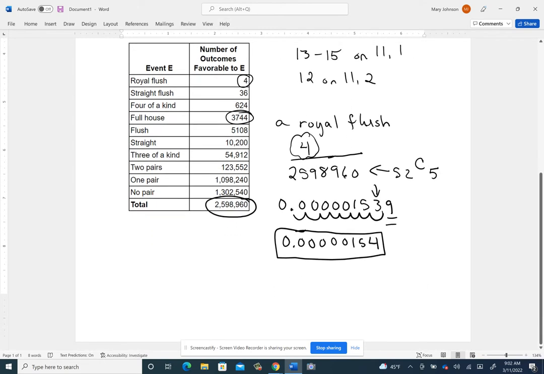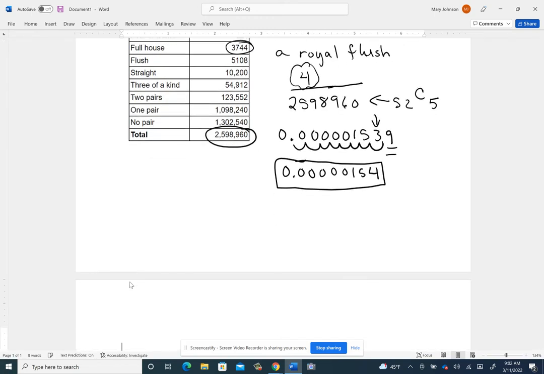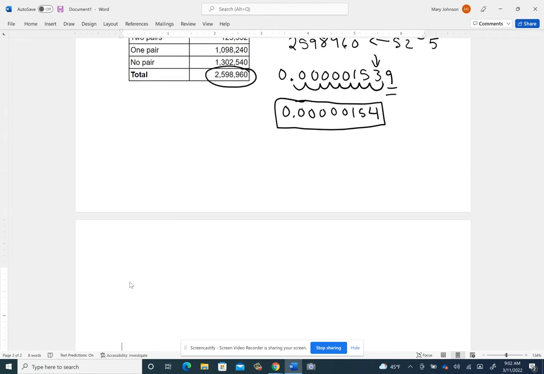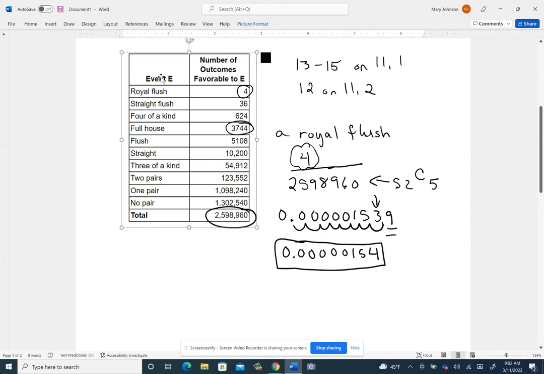All right, so let's use that chart and do another one. It's the same concept on a lot of these. Let me grab that chart and move it down here on this page. Okay.